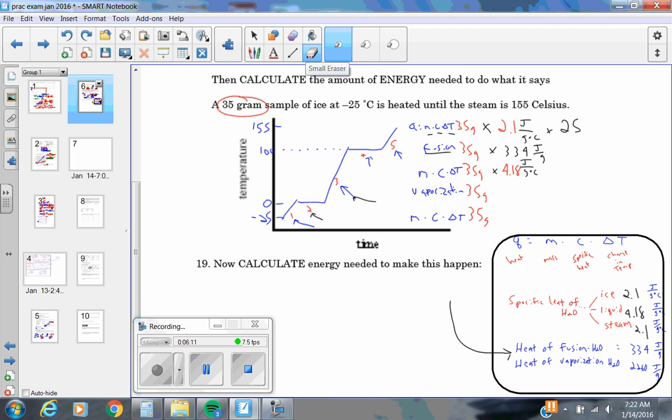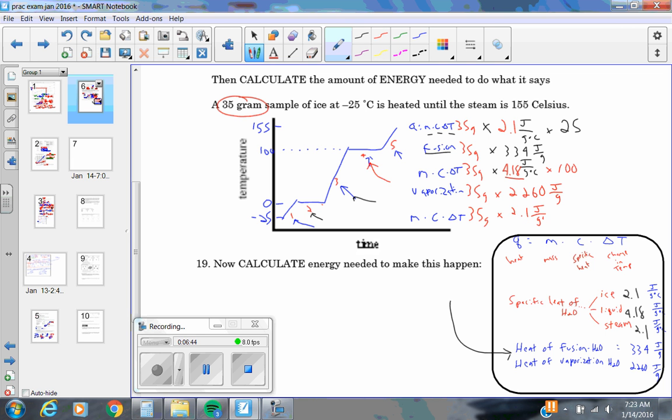I was in the middle of an MC delta T for the third portion, and the third portion was 35 grams of liquid water, 4.18. The change of temp to get from 0 to 100 is a change of 100 degrees Celsius. Heat of vaporization in joules. This is the fourth one. It takes a lot more heat to make something evaporate, to jump out of the container. 2260 joules per gram. Finally, the last section, number 5, is steam. Steam has a specific heat of 2.1 joules per gram degree Celsius. It will change in temp from 100 to 155, which is a change of 55 degrees Celsius.